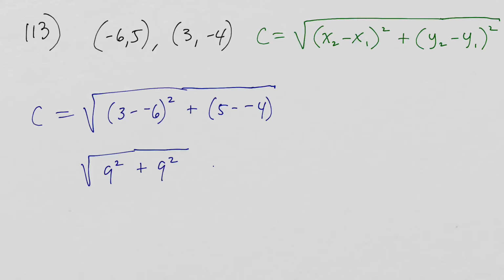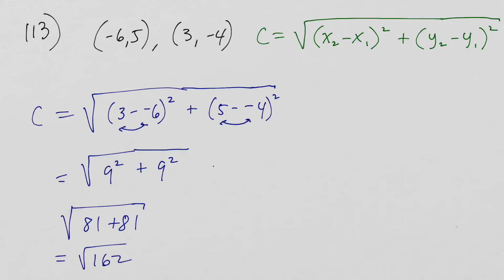And again, look, I subtracted backward here and forwards here. It makes no difference the direction I subtracted, because once you square it, you'll get rid of the negative. So this is equal to the square root of 81 plus 81, which is the square root of 162, which is equal to the square root of 2 times 81. And when we take the 81 out of the square root, we'll get 9. So this is going to be equal to 9 root 2.